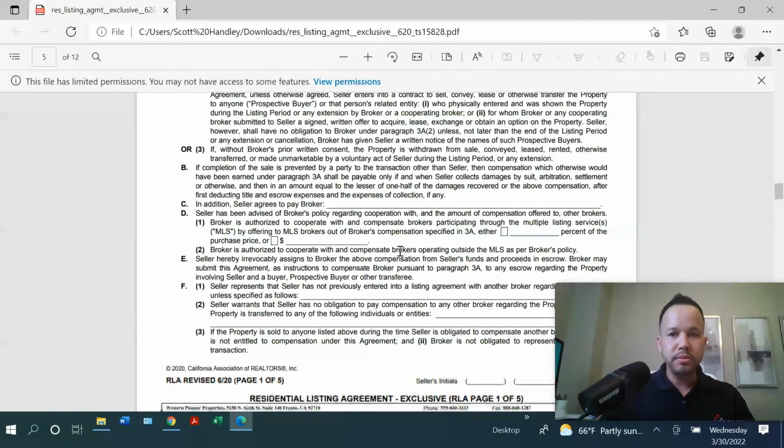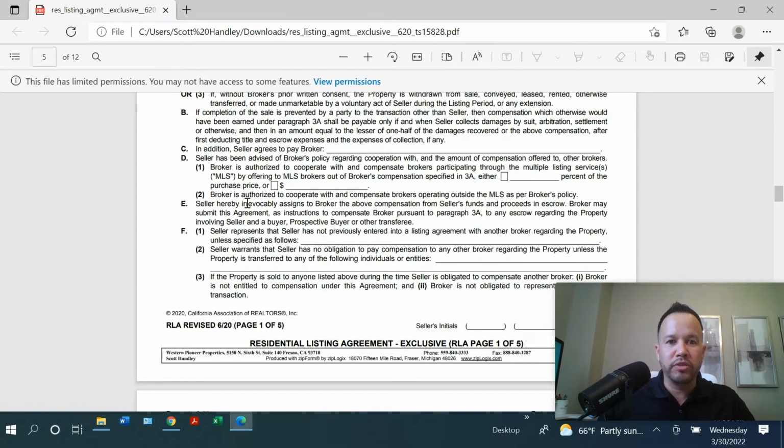Okay. We touched on 3D here of seller has been advised of the broker's policy regarding cooperation with and the amount of compensation offered to other brokers. And this is where we're going to offer it. Make sure, again, you check this box and you state how much that you're going to offer the buyer's agent, the buyer's broker. This also needs to be reflected on the MLS, or if it's in a dollar amount, you'll check this box and state the exact dollar amount for the compensation to the buyer's broker.